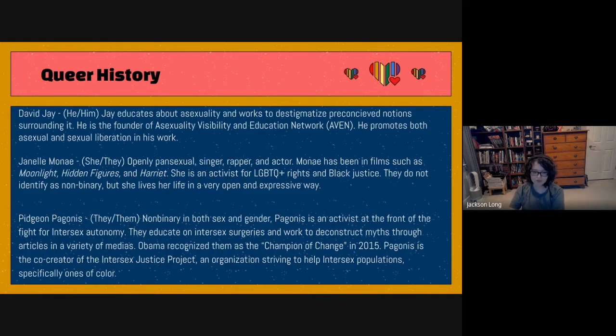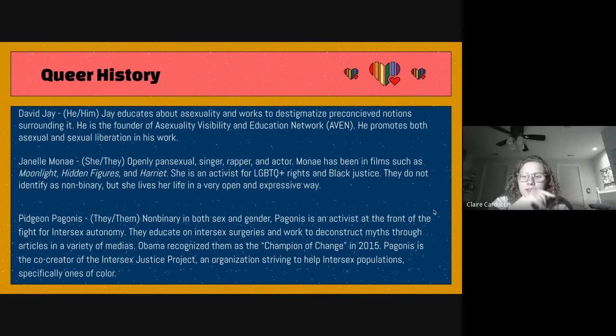And finally, we have Pigeon Pagonis, who is non-binary in both sex and gender. Pagonis is an activist at the front of the fight for intersex anatomy. They educate on intersex surgeries and work to deconstruct myths through articles in a variety of media. Obama recognized them as a Champion of Change in 2015. Pagonis is the co-creator of the Intersex Justice Project, an organization striving to help intersex populations, specifically ones of color.